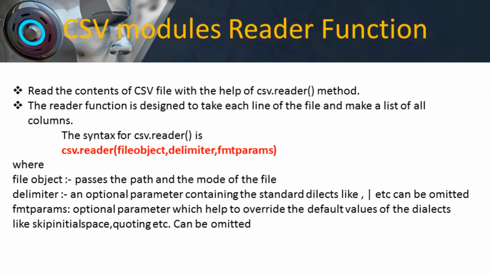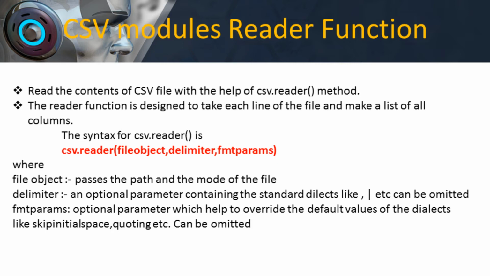The CSV module's reader function: you can read the CSV contents with the help of the csv.reader method. Here this reader function is designed to take each line of the file and make a list of all columns. That means first you choose the column, then you want to change the data for. By using this method, we can read data from CSV files of different formats like quotes, pipe and comma.